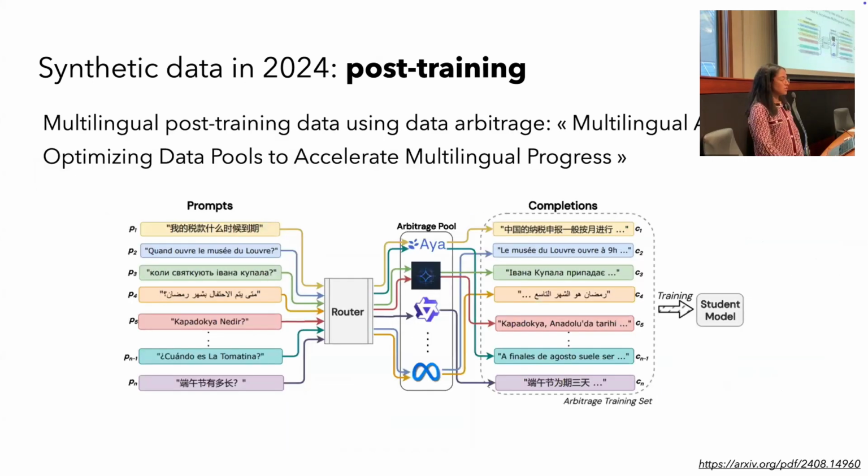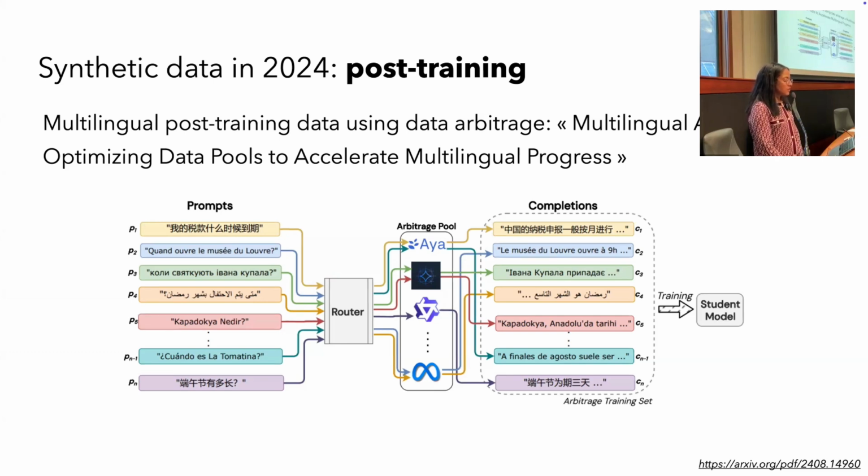Another paper that's really interesting I wanted to mention is this one called Multilingual Data Arbitrage by Cohere. And basically, they want to generate a dataset for post-training that is multilingual. And they have a really interesting problem: there isn't one model that's really good at all the languages they wanted. So what they do is that they use not just one teacher model, but multiple teachers. And then they have a router, which basically sends the prompts they have to all these models. And then they get the completions, and they have a reward model that rates all these generations and only keeps the best one. And this is like arbitrage in finance.